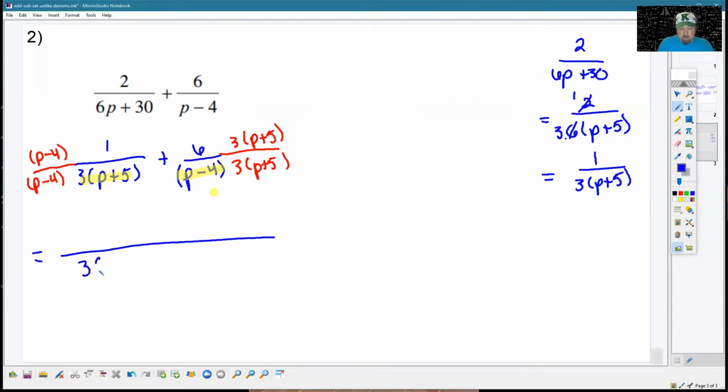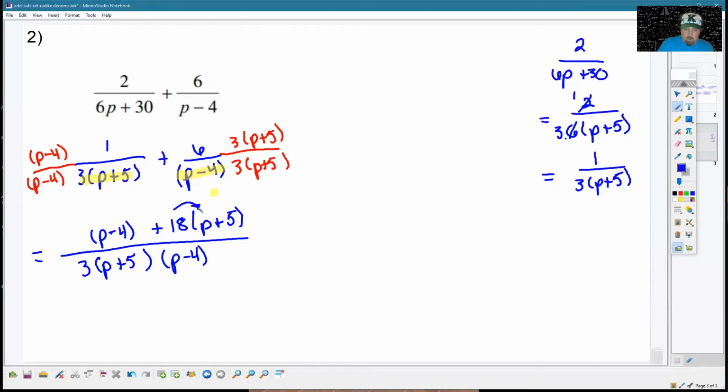So we're going to write that out as 1 when we go and combine the top. So we have 3 times p plus 5 times p minus 4. All the work from here on out is going to take place on the top when we distribute and solve this thing. So we have 1 times p minus 4. That's just p minus 4. Plus 6 times 3 is 18 times p plus 5. So let's go ahead and distribute and simplify the stuff on the top, okay?